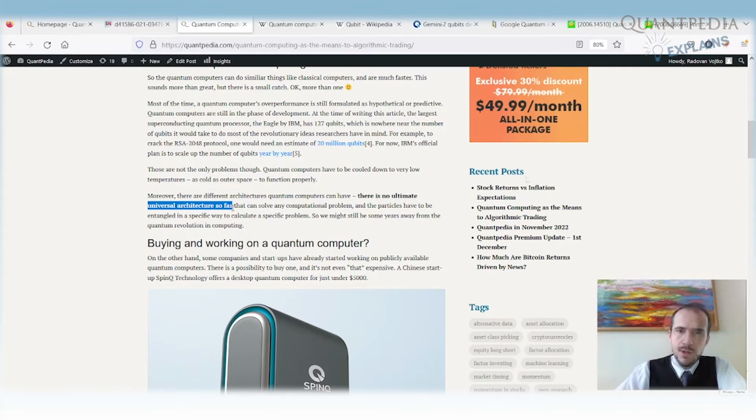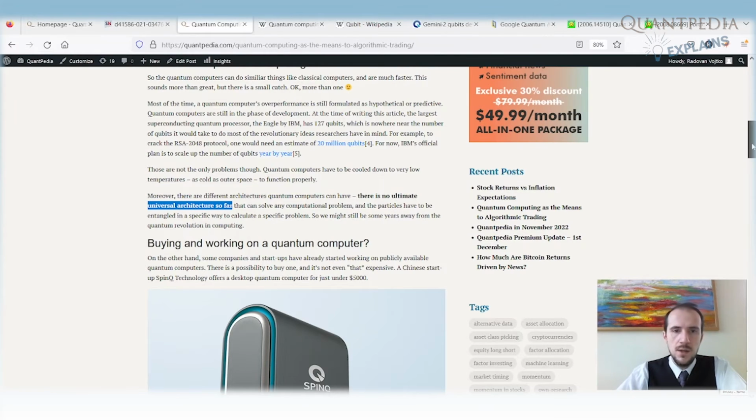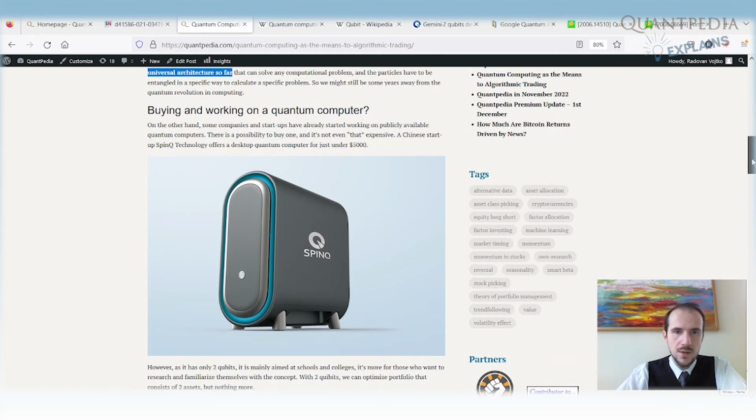Now, the question is, can we use quantum computers? I mean, me, you, and everybody who is watching the video, without, I don't know, millions of dollars. Yeah, it is possible. The first option is that we can try to buy our own quantum computer. It's possible to buy a desktop quantum computer for just under 5,000.